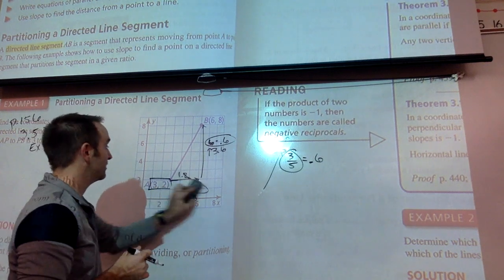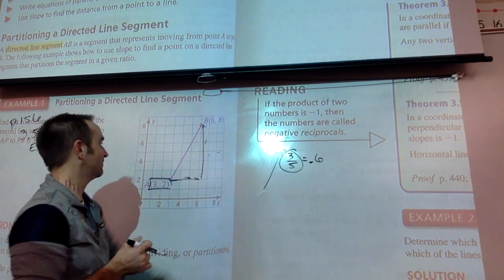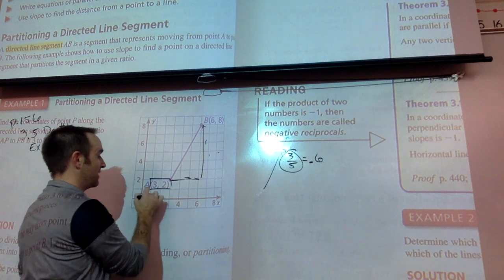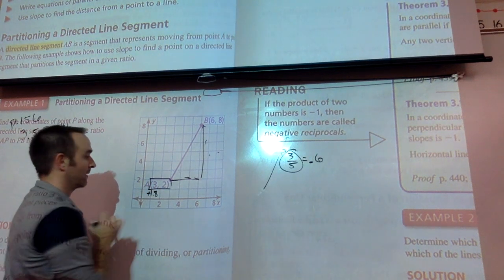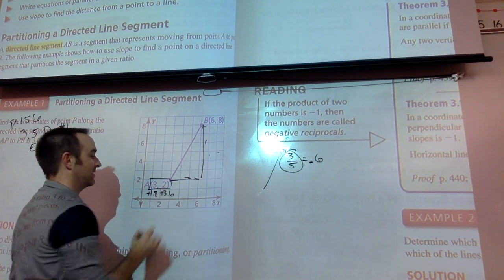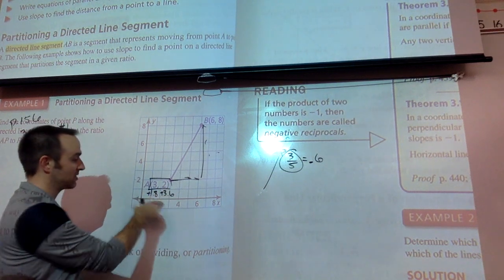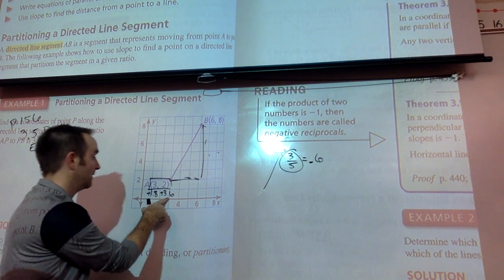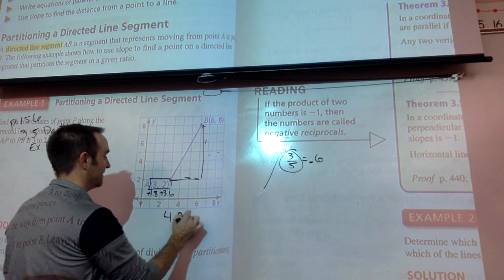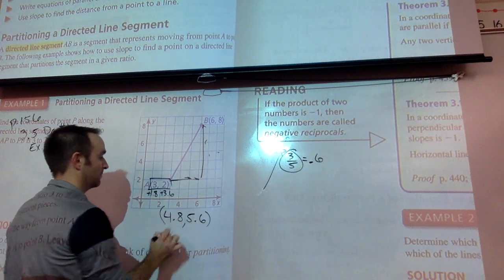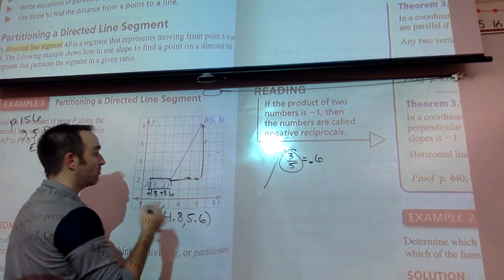So I'm going to take that original. I got a 3. I'm going to add that 1.8 onto 3, and add that 3.6 onto 2, because that was how much the x was going to go and how much the y was going to go. When I add those on, that gives me the ordered pair 4.8 and 5.6. That's this point P.